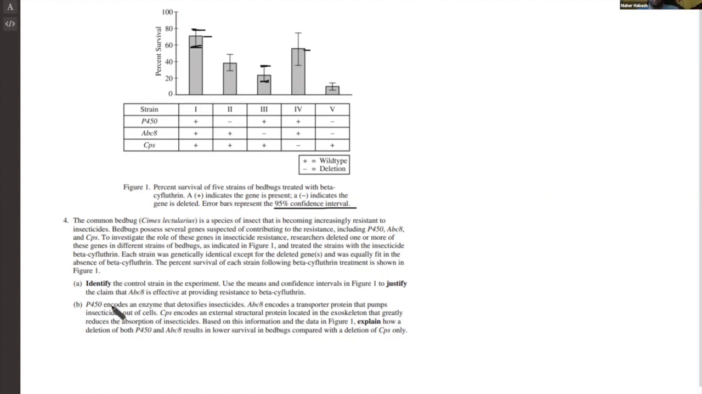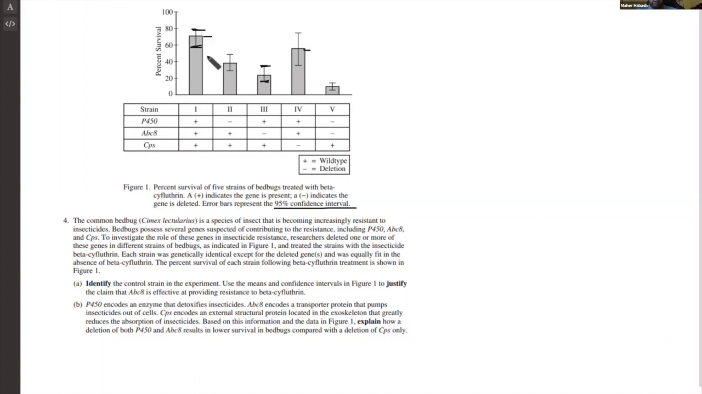Okay, let's go here. P450 encodes an enzyme that detoxifies insecticides. ABC8 encodes a transporter protein that pumps insecticides out of cells. CPS encodes an external structural protein located in the exoskeleton that greatly reduces the absorption of insecticides. Based on the information and data in Figure 1, explain how a deletion of both P450 and ABC8 results in lower survival in bedbugs than a deletion of CPS only.